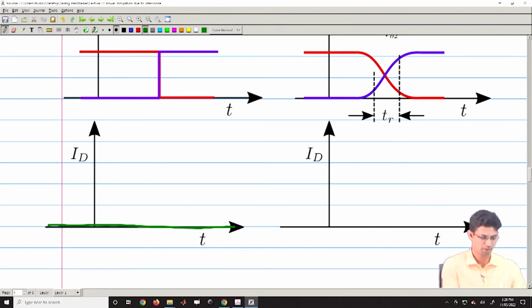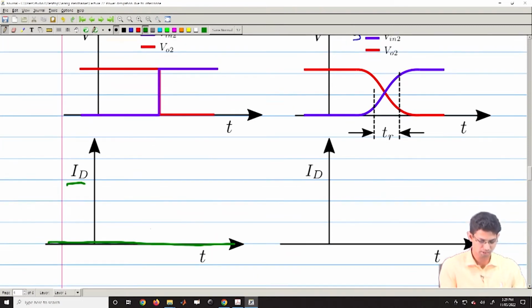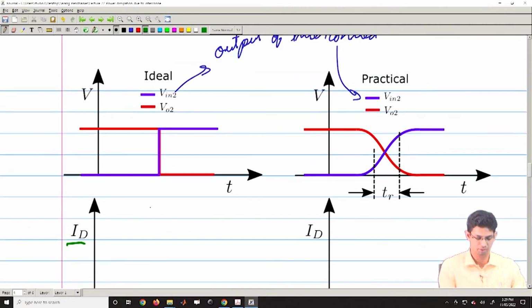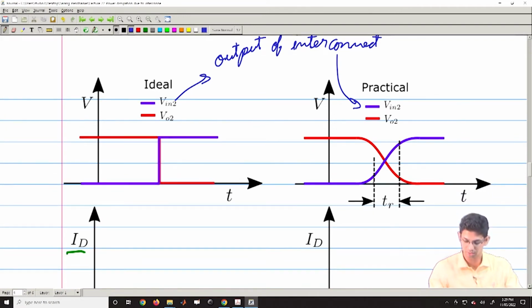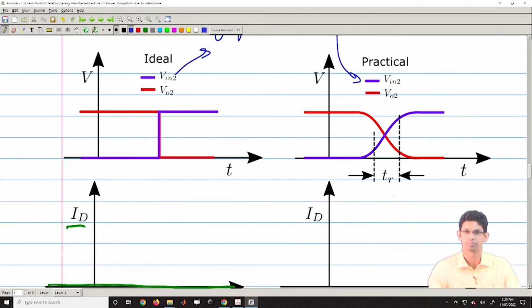Your ID would remain as 0. So, in this case, ideally there would not be any power dissipation. However, in practice what happens is the following: your V in is not transitioning in an ideal way. So, there is some time here, transition time TR. This transition time would be directly related to the rise time and would be proportional to your interconnect delay.